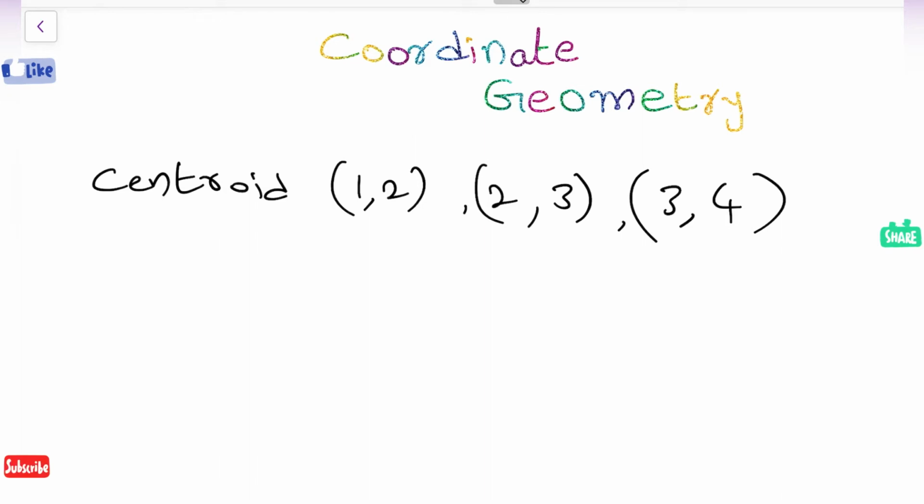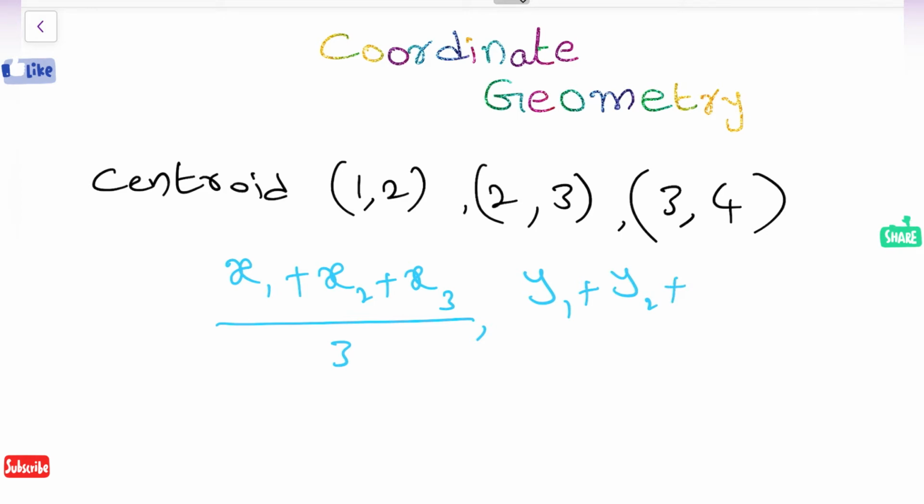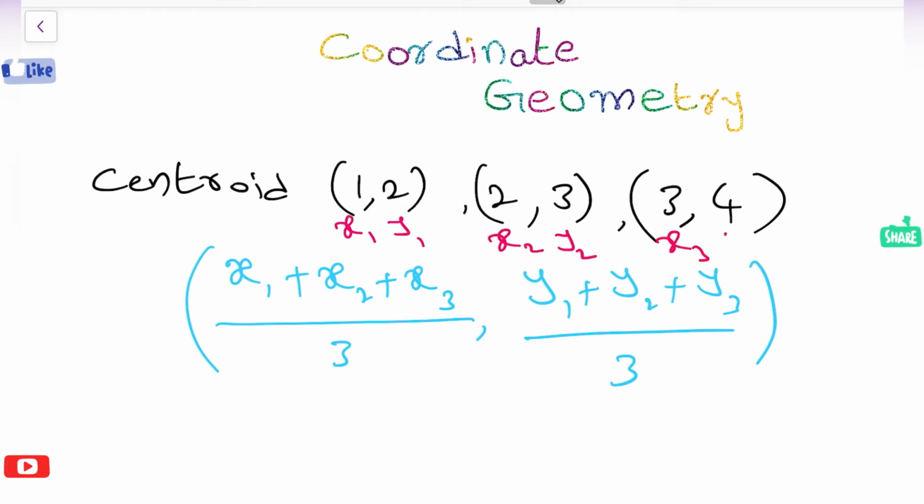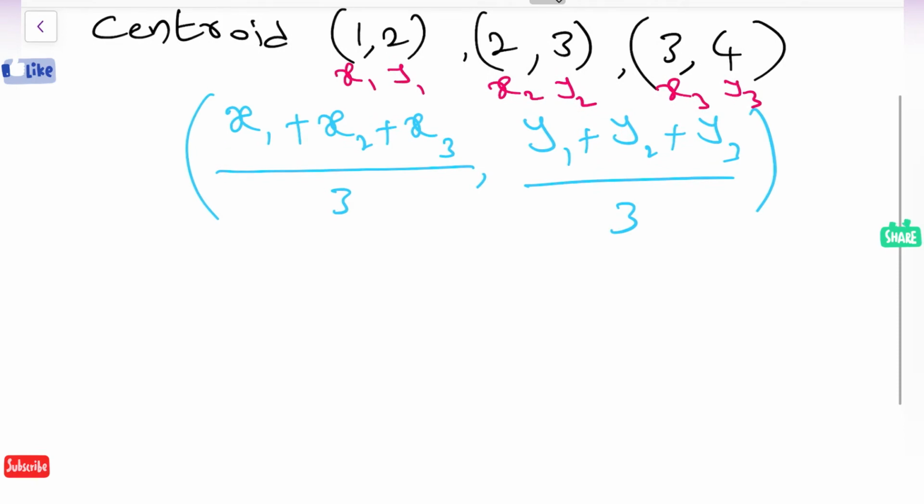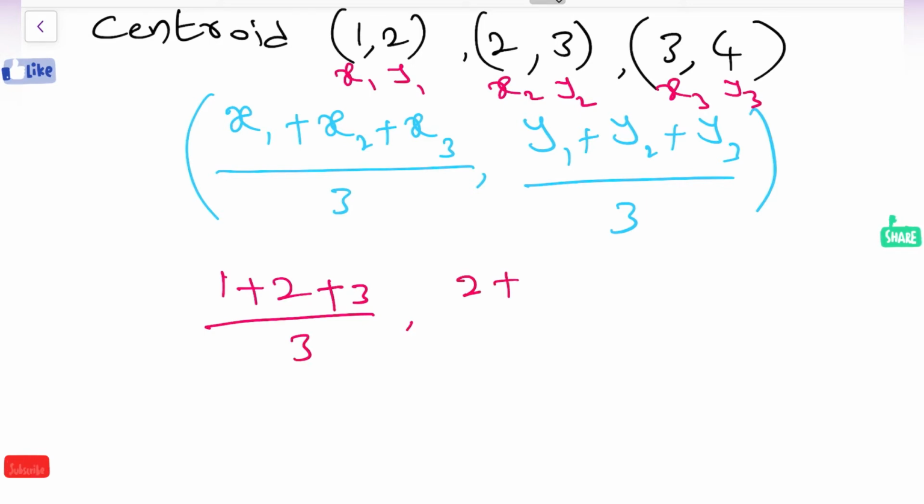So we know the formula for the centroid of a triangle, that is x1 plus x2 plus x3 whole divided by 3 comma y1 plus y2 plus y3 whole divided by 3. This is the formula for finding the centroid of a triangle. Okay, let us substitute one by one. This is x1 y1, this is x2 y2 and this is x3 y3. x1 is 1 plus x2 is 2 plus x3 is 3 divided by 3 comma y1 is 2 plus y2 is 3 plus y3 is 4 whole divided by 3.